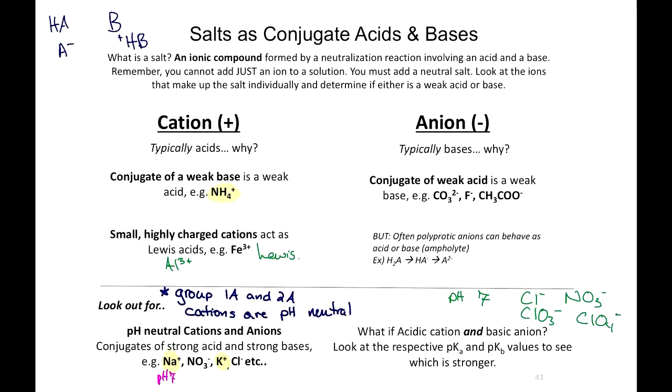They'll be charge neutral because they're the conjugate of a strong acid, so they are really crappy bases, so crappy that they just do nothing to water. They are pH neutral. So that's what we want to look for here when we're given a formula. Can we predict, is it acidic, basic, or pH neutral?